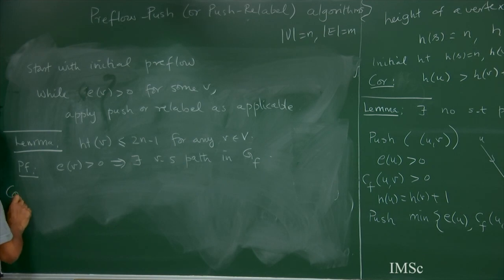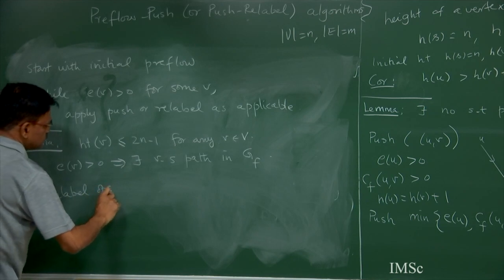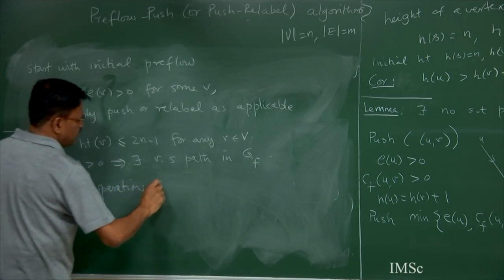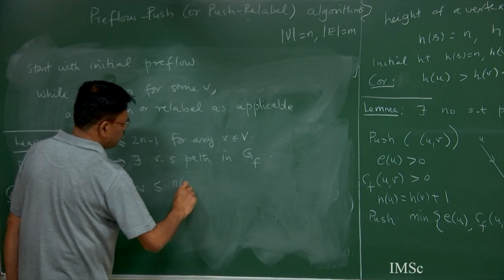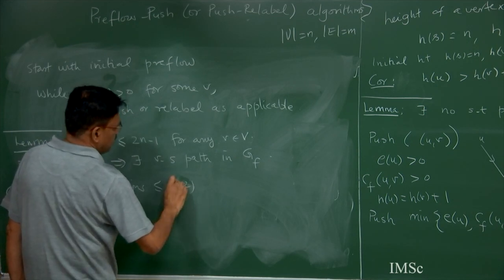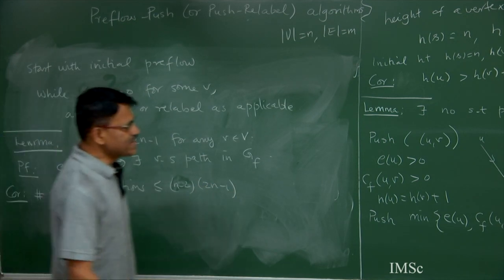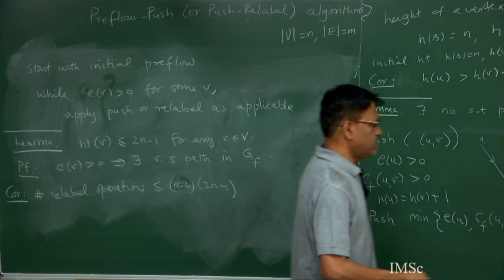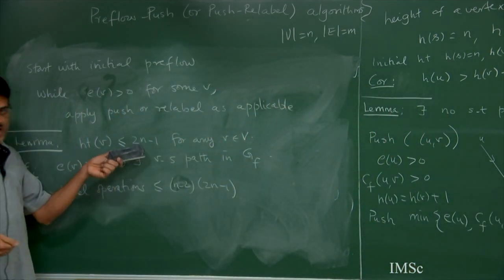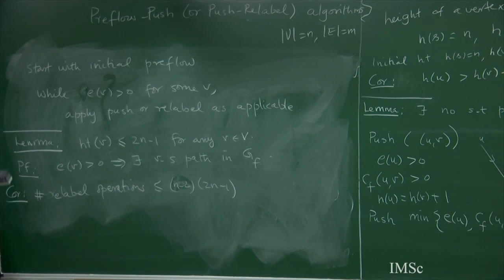So a corollary of this is the number of relabel operations is at most n into, or more precisely, because a relabel operation increases the height of a vertex, and it can't do it forever because height of a vertex cannot reach beyond 2n minus 1. So a single vertex can do so many relabel operations to get it to 2n minus 1. There are n minus 2 vertices other than S and T. So the number of relabel operations is order n square.